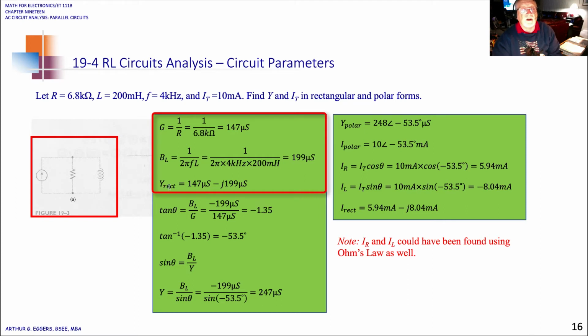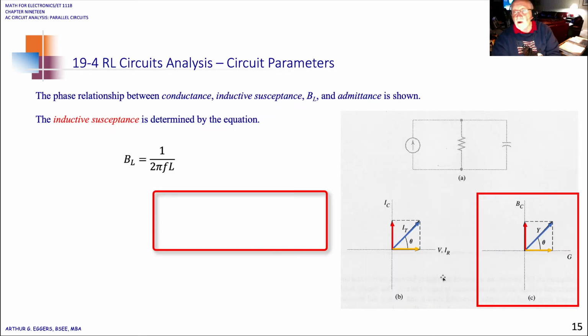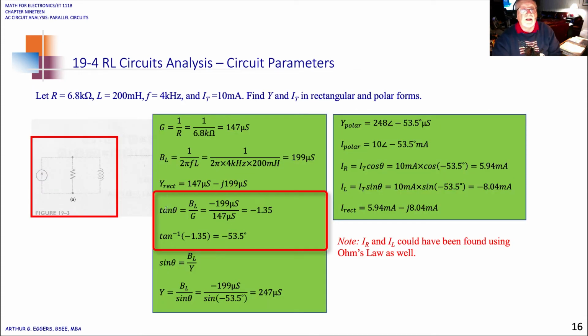for the rectangular value, 147 microsiemens minus J 199 microsiemens. So we can use those two values that we just solved for in our tangent relationship. You'll have to go back and recall the diagram here, why we're choosing the values that we're choosing. But the tangent of B sub L over G then gives us minus 1.35. Taking the inverse tangent, then we get minus 53.5 degrees, which is our phase angle.